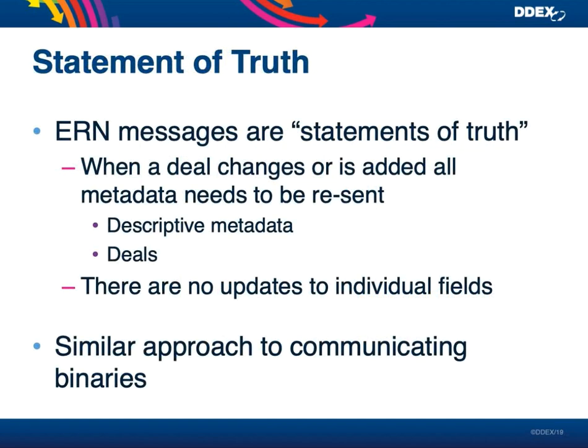ERN messages are what we call statements of truth. They're stateless. That means that whenever you, as a sender of an ERN message, want to update something, you need to send the entire message again. Through that, the recipient does not need to look at what has changed between those messages. They simply can take the new message and run with it from that moment onwards. So there is no ability to update individual fields. One message replaces an older message in one go.